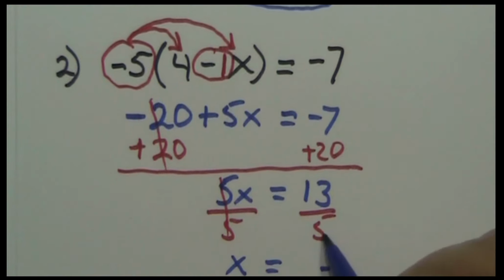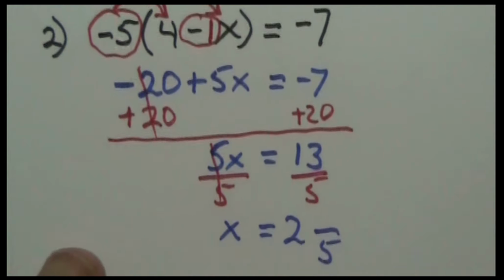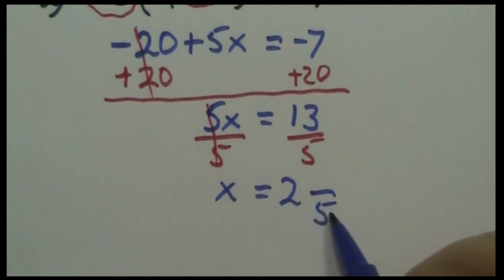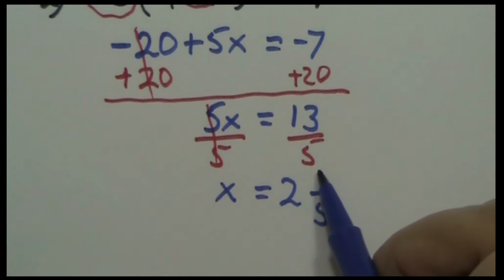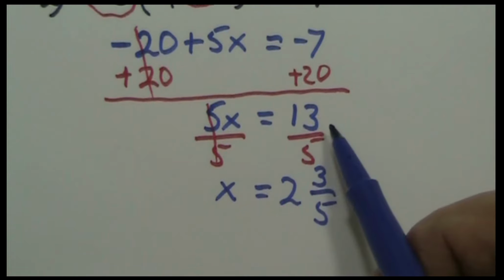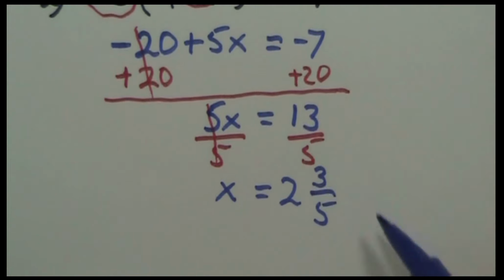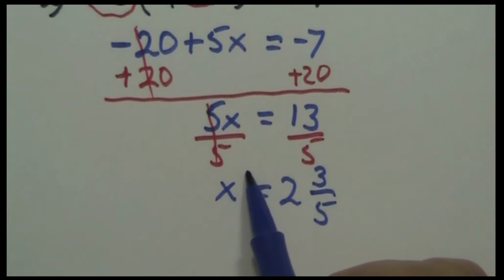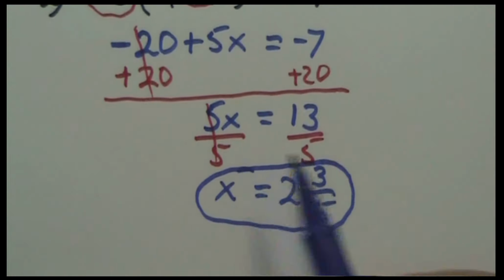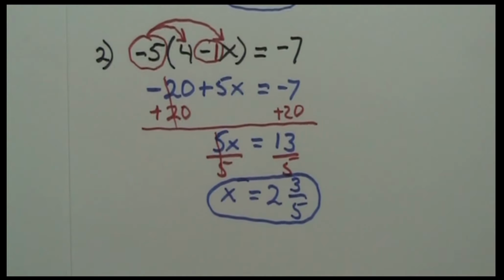Let's see. 5 goes into 13 2 times. That's 10. 5 times 2 is 10, and 3 more makes 13. It's 13 divided by 5, and that is our answer. It's all right if it's a fraction, or a mixed number, no worries.